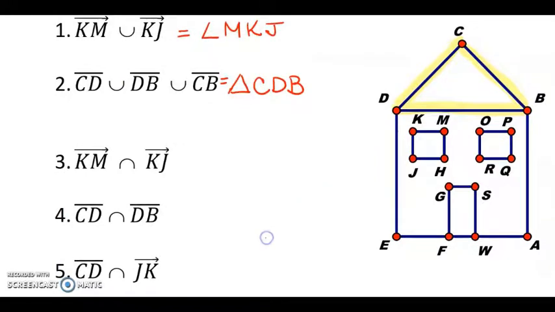That's a little different from the intersection examples, where we should use two colors and look for the overlap. So if I look for ray KM, starting at K, going to M, and that can go on forever, and that intersects with ray KJ, that only intersects at that one point, point K.